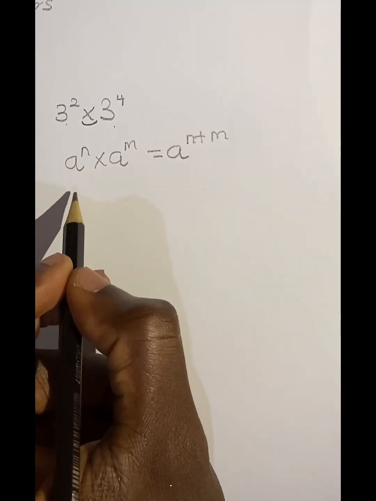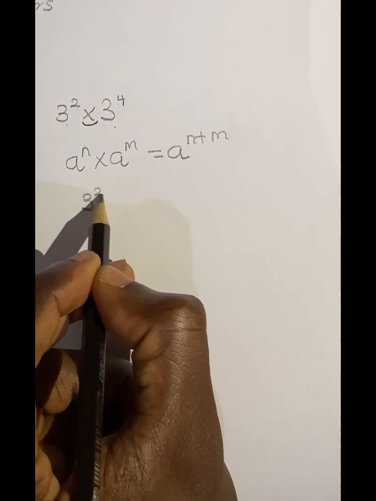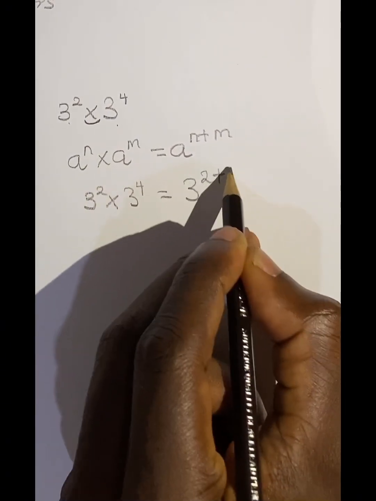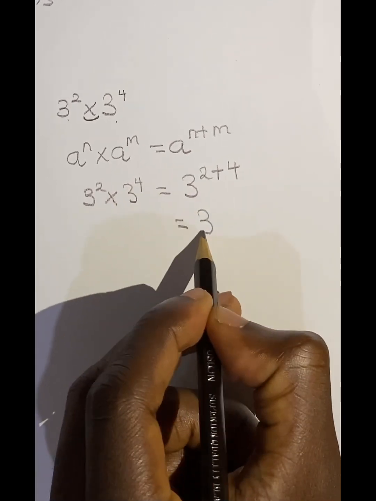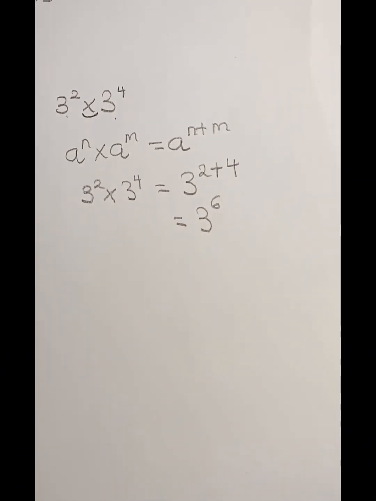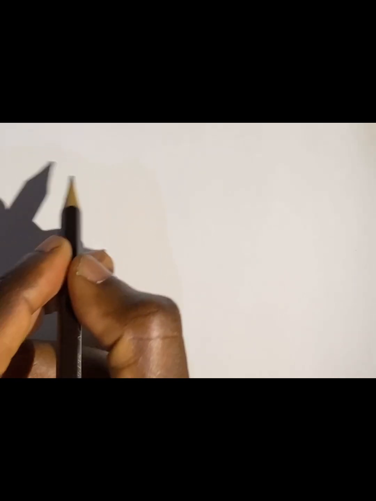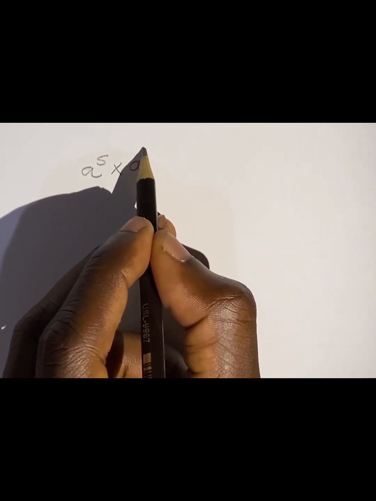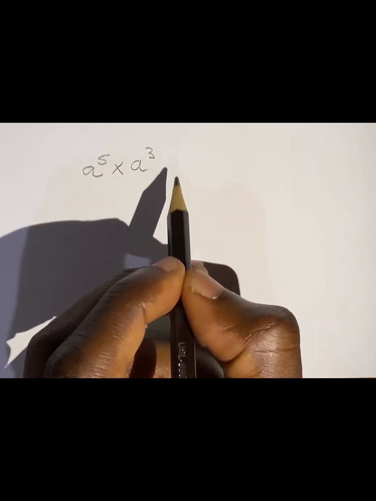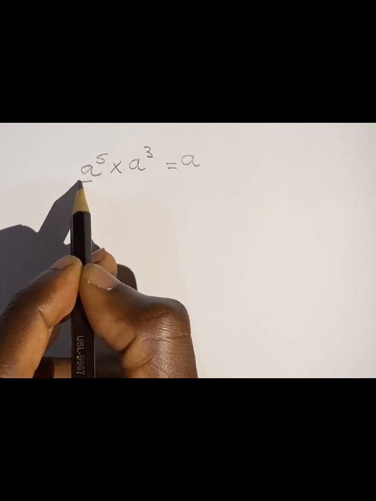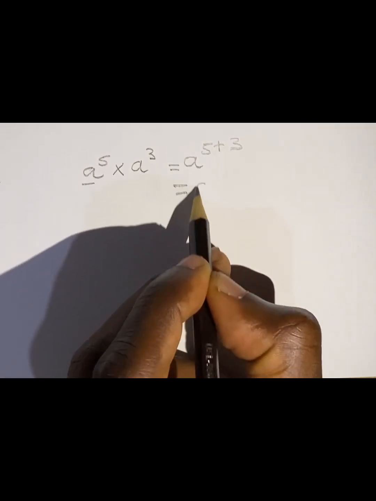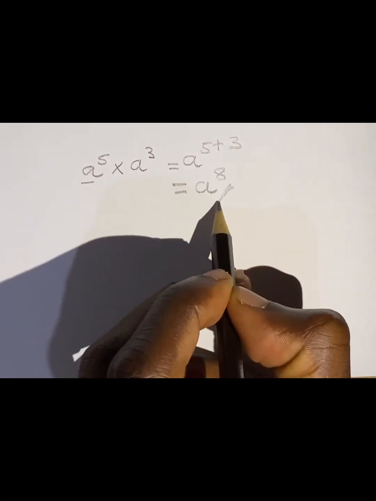And then, taking into consideration our question, we are going to get 3 raised to the power 2 times 3 raised to the power 4. This is going to give us what? 3, then we have 2 plus 4. Then we have 3 exponent 6 as our final answer. So let's take another example where we have A exponent 5 multiplied by A exponent 3. Now with this, it's the same rule. We take the same base as our A, then we add our exponents, where we are having 5 plus 3. This is going to give us A exponent 8 as our final answer.